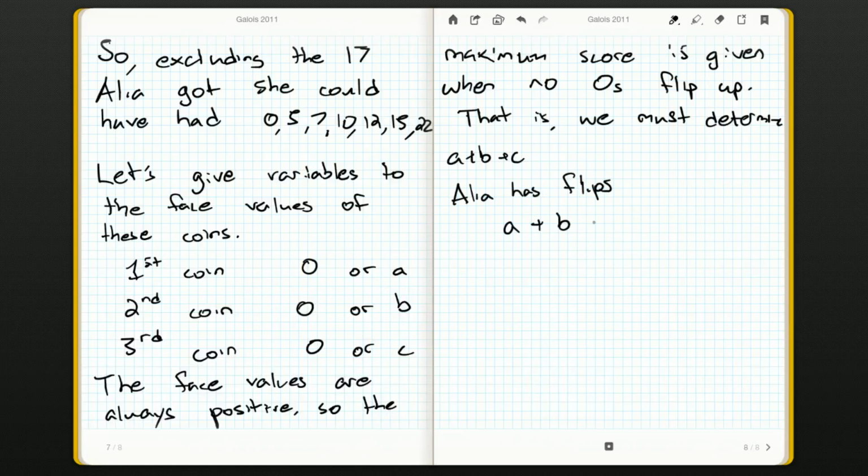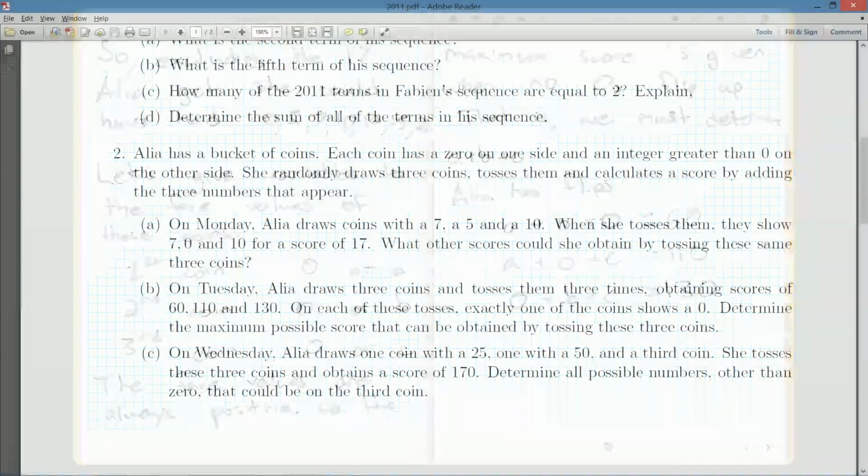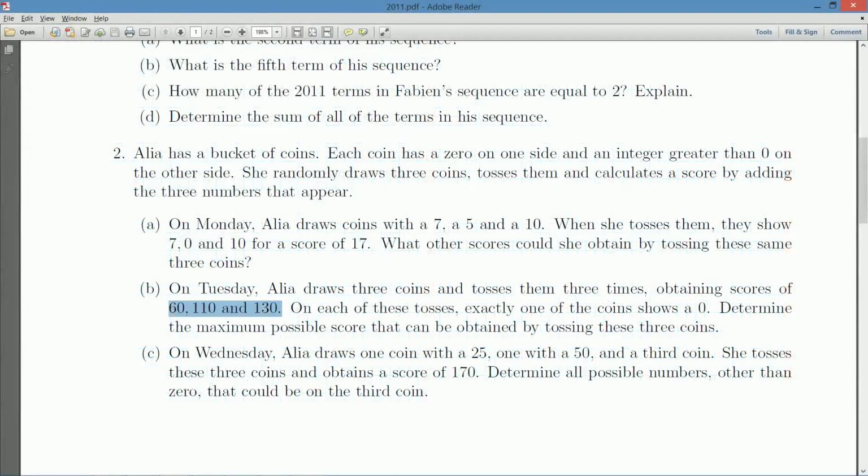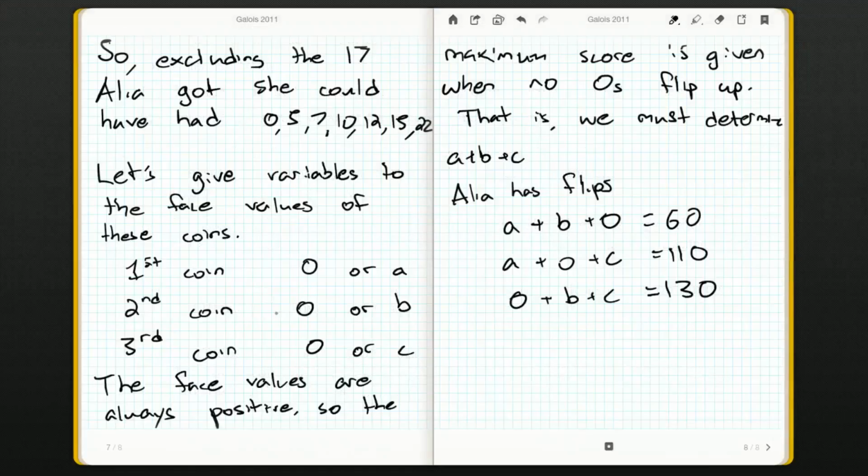So A, B, and 0, because that's a flip with exactly one 0. A, 0, and C, that's a flip with exactly one 0, exactly as we wanted, and 0, B, and C. Okay? You can try and work out other ones, but these are the only ones that have exactly one 0 in their flip. And we're told some sums here are 60, 110, and 130. We're just going to double check, make sure we got those right. 60, 110, and 130. Okay?